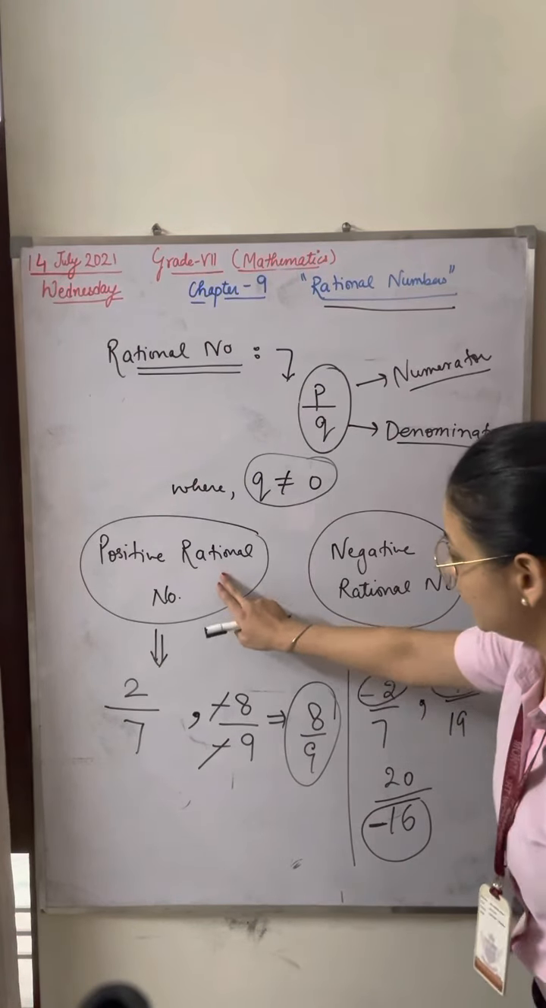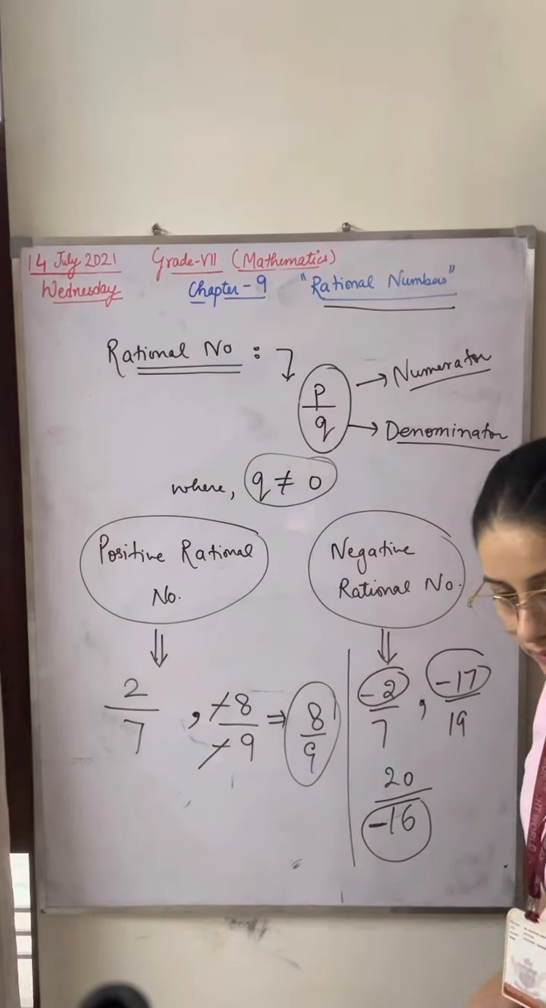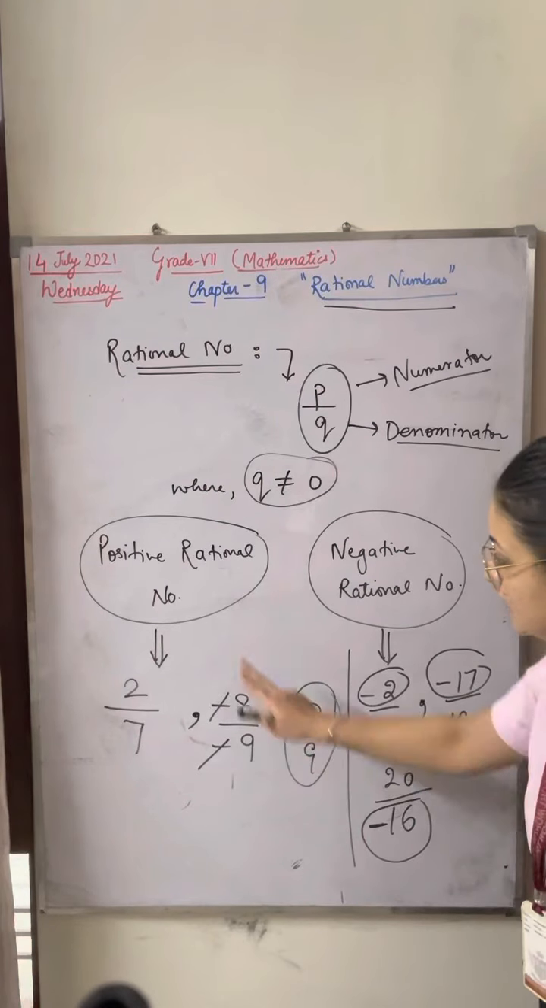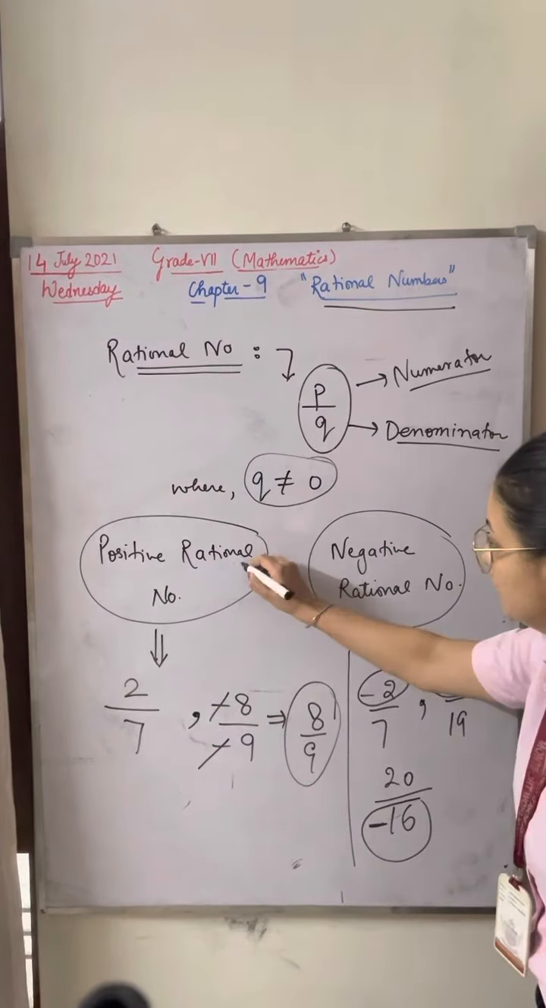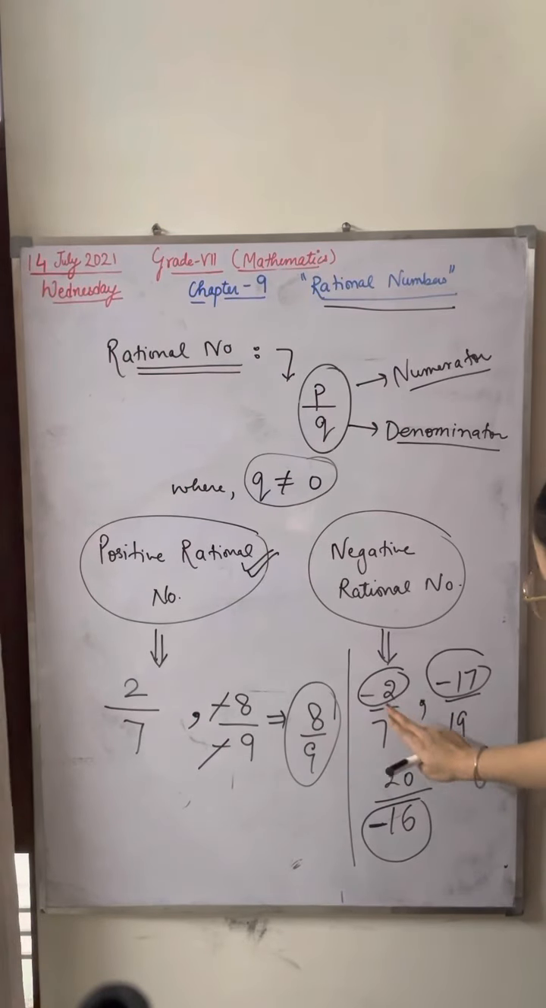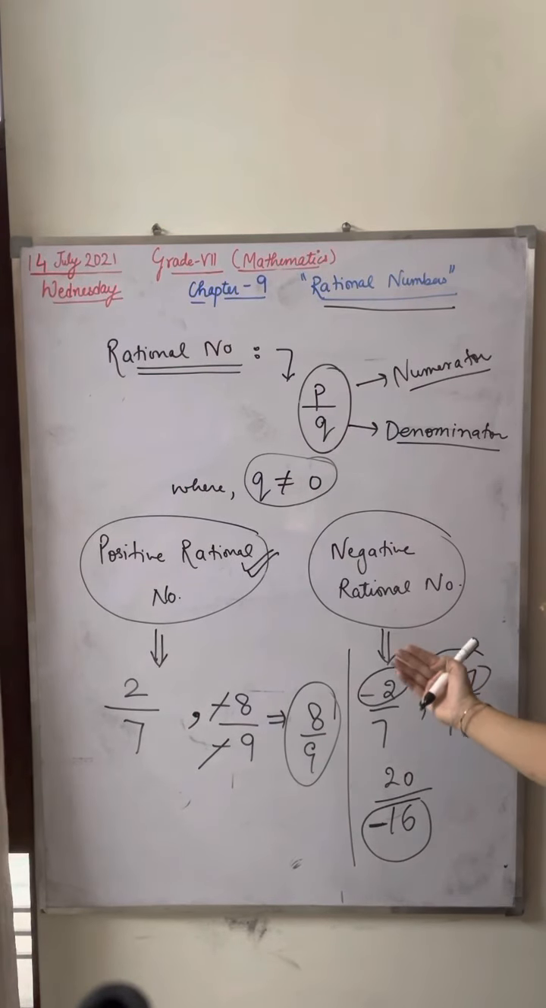Right. So now are you able to understand what a positive rational number is? When both are positive or both are negative, that is a positive rational number. If any one is negative, either the numerator or the denominator, then it is a negative rational number. Right?